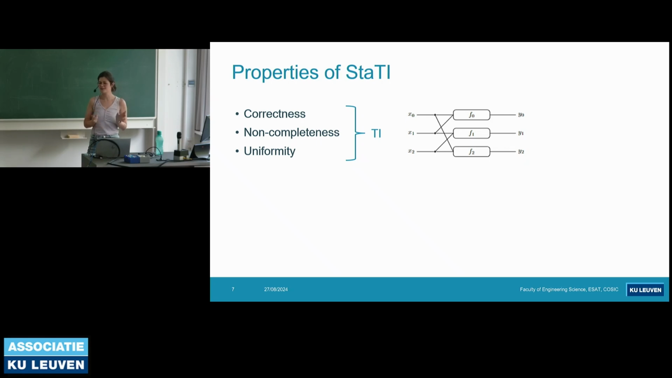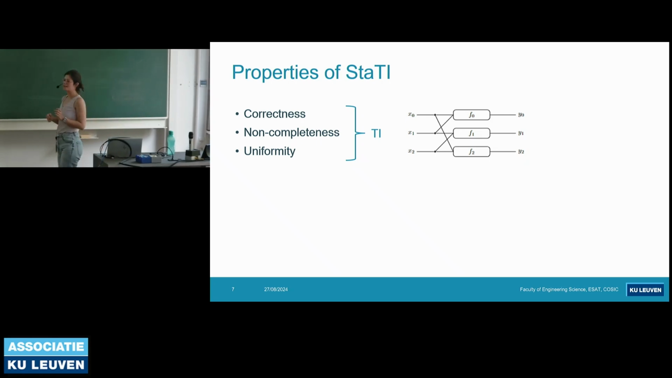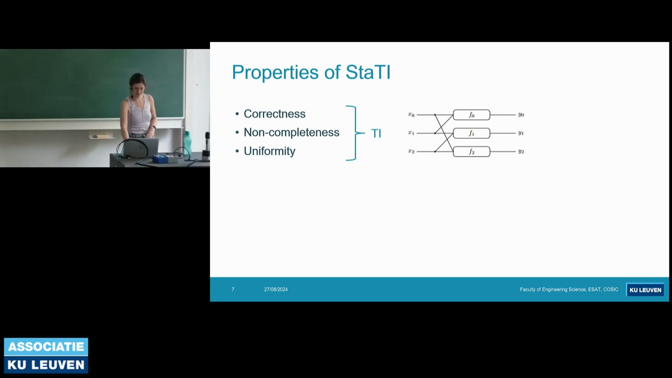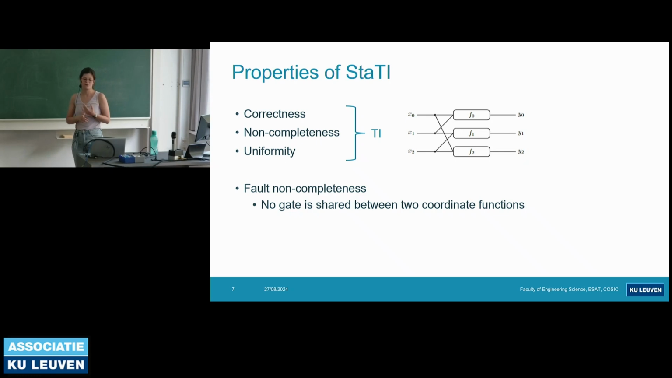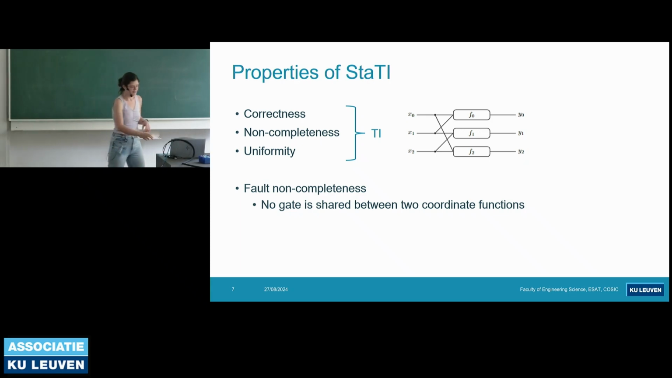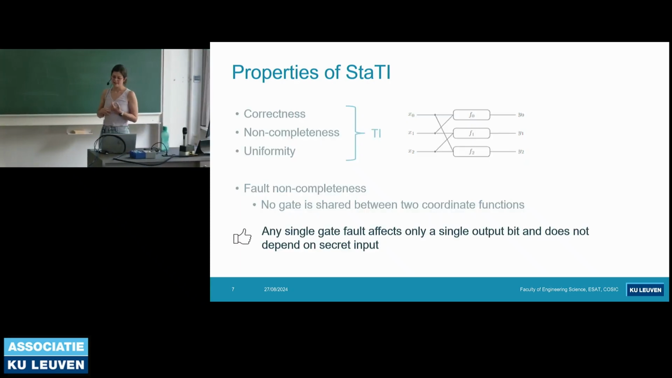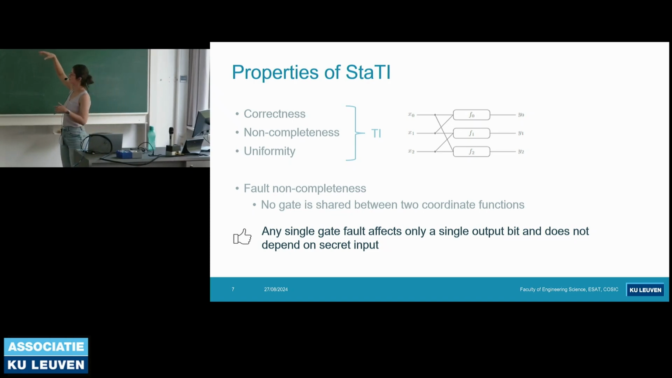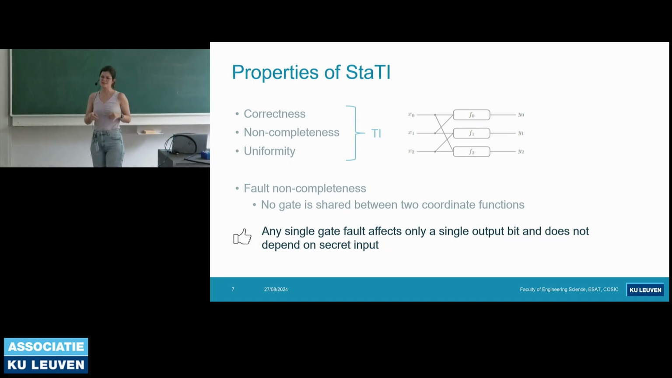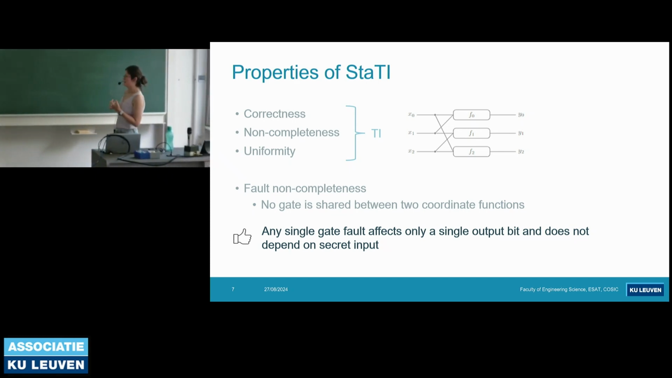These are all good to start, but we need some more properties to protect against fault attacks, because we know that threshold implementations are not secure against fault attacks, and it has been shown in many research papers. The first thing we propose is fault non-completeness. It means no gate is shared between two coordinate functions. This is going to ensure that any single gate fault injected into one of the coordinate functions is going to affect only a single output bit. And it's not going to depend on any secret input, because we know that each coordinate function is independent of the secret input. So is this enough to protect against fault attacks?